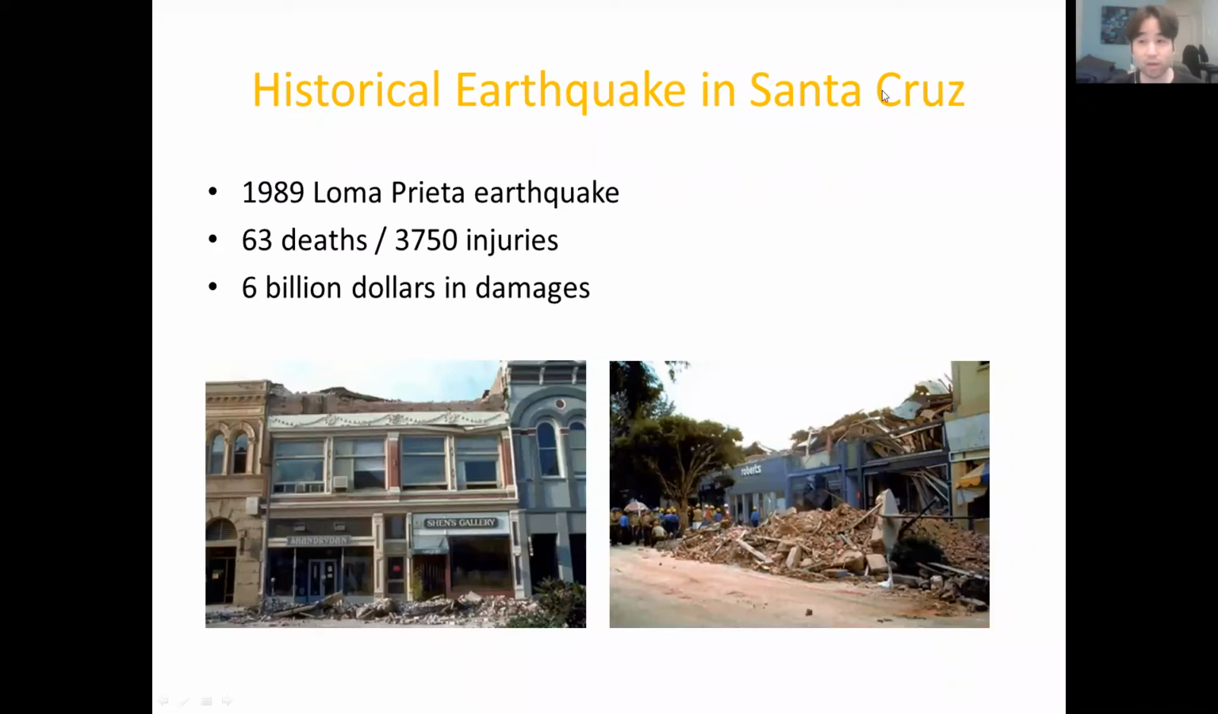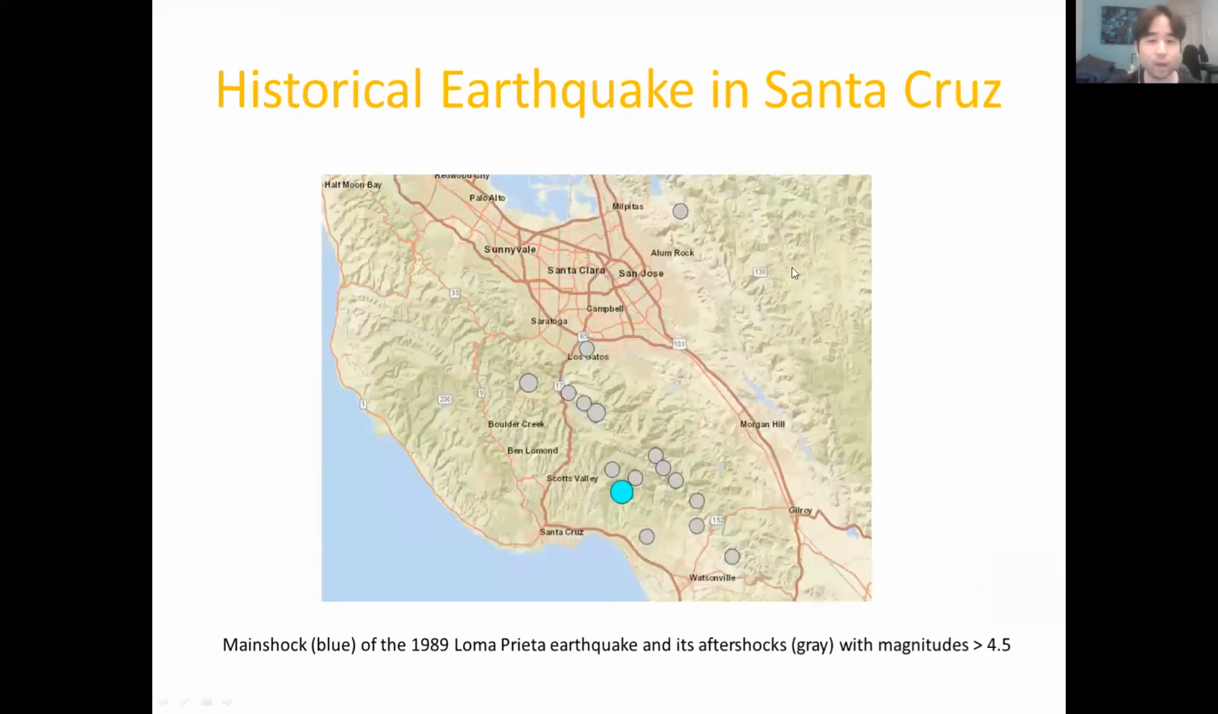I'm going to talk about a statistical model for the frequency of earthquakes. Let me start with a historical earthquake that occurred in Santa Cruz County in 1989, the Loma Prieta earthquake. This is a map of the earthquake.